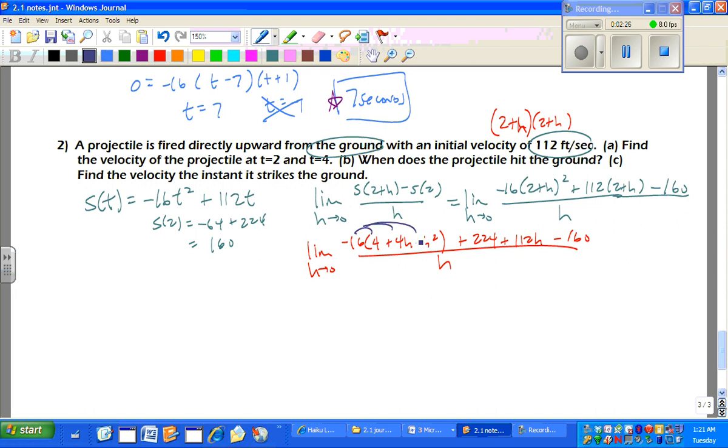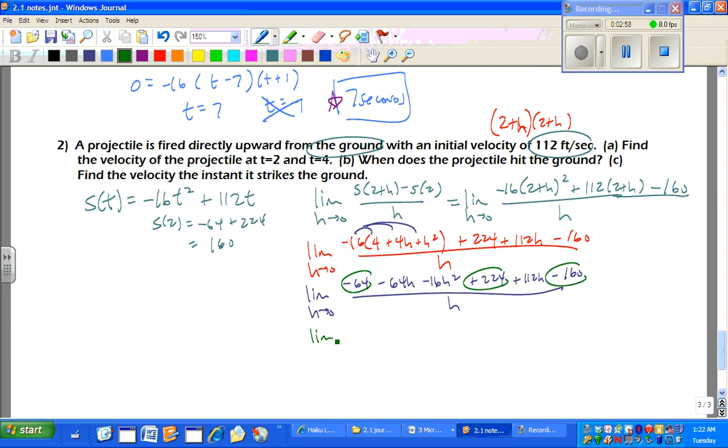Now we need to distribute that negative 16. We get negative 64 minus 64h minus 16h squared plus 224 plus 112h minus 160, all over h. Remember, this is the point where if your constant terms don't cancel out, you did something wrong. So if we look at our constant terms, those three do add up to 0.